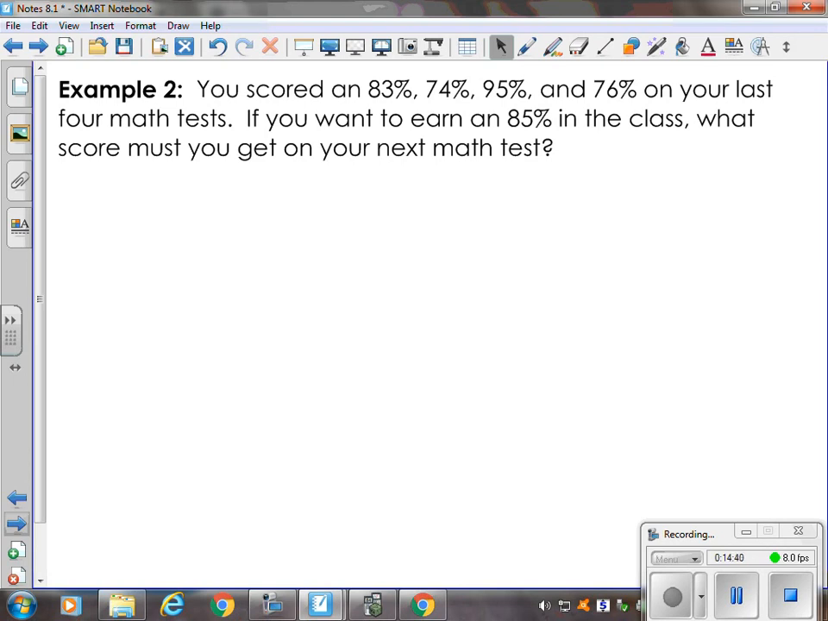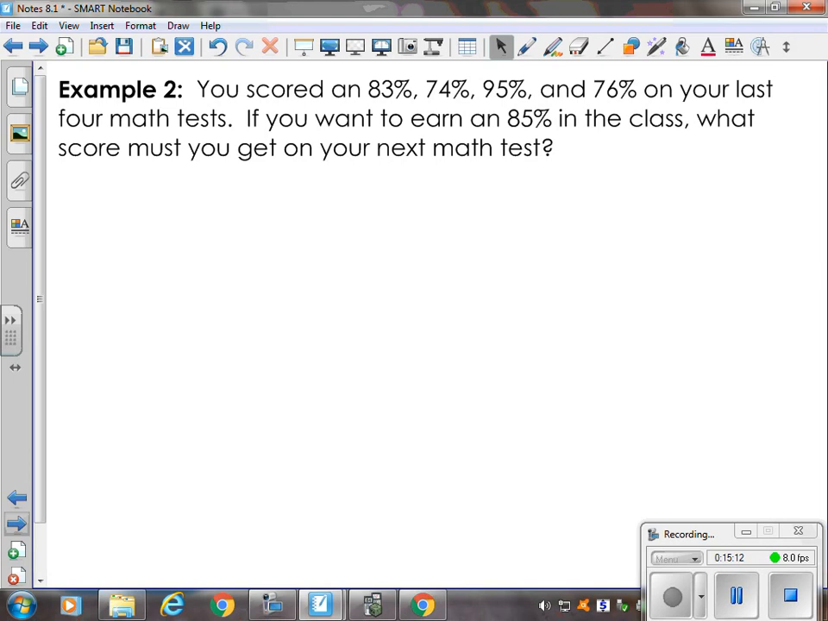You scored an 83%, 74%, 95%, and 76% on your last 4 math tests. If you want to earn an 85 in the class, assuming that the only thing you were being graded on was tests, that might be true in college. Some college professors don't give grades for anything but tests. Some college professors count quizzes and other assignments. So you're going to have a variety of different ways in college that they grade you. What must your score on the next math test be?